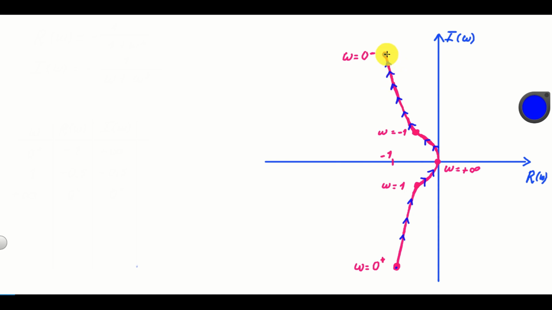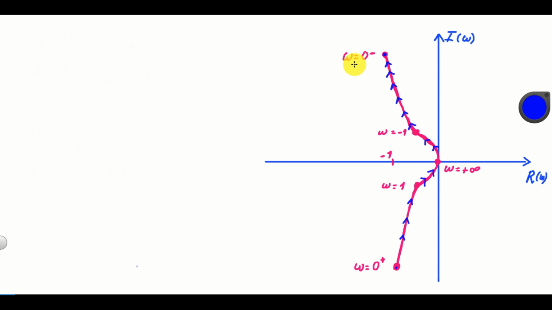So, do we transition from here, like this, to omega 0 plus, or do we go somehow like this? This is a very important problem that we need to solve. The transitioning in this circle has an important implication on the stability of the system, and consequently it's very important to properly sketch this transition.